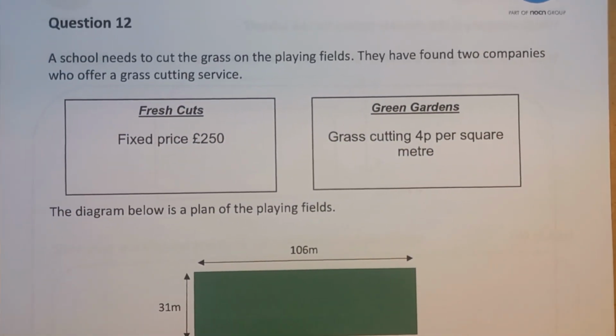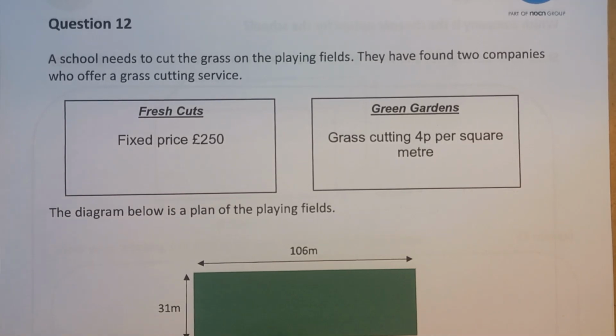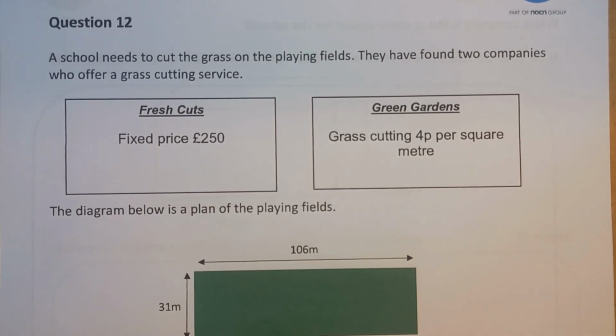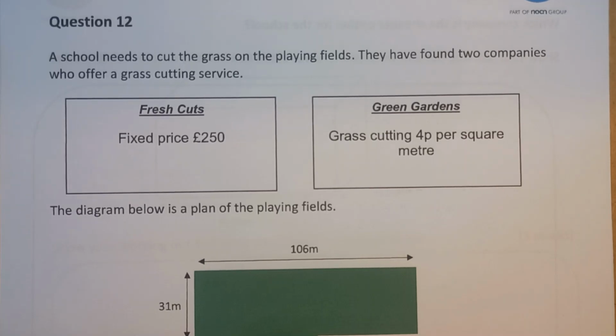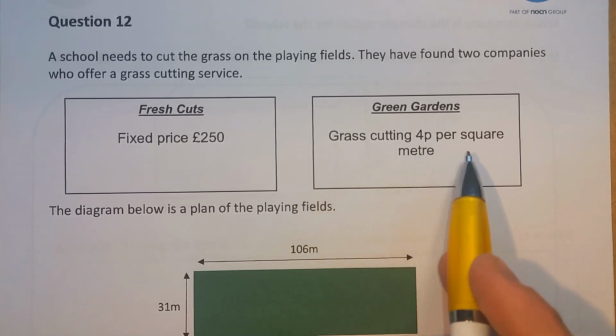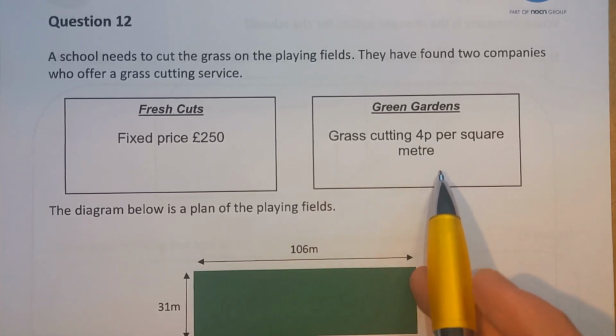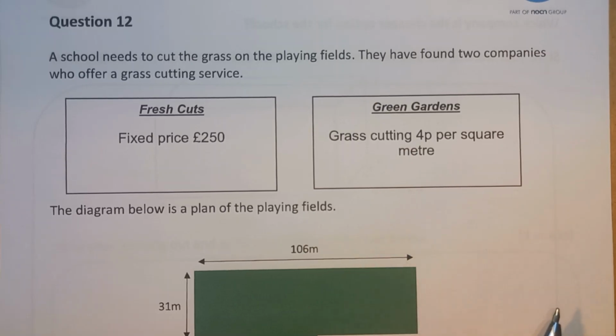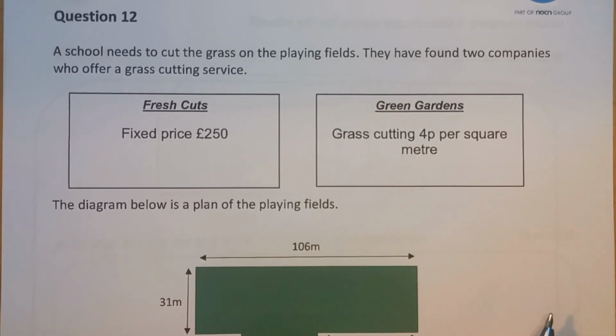Okay. Question 12. A school needs to cut the grass on the playing fields. They have found 2 companies who offer a grass cutting service. We've got Fresh Cuts, who have a fixed price of £250, and we've got Green Gardens, and their grass cutting is 4p per square metre. Okay, so it depends on how big your lawn or your patch of grass is.